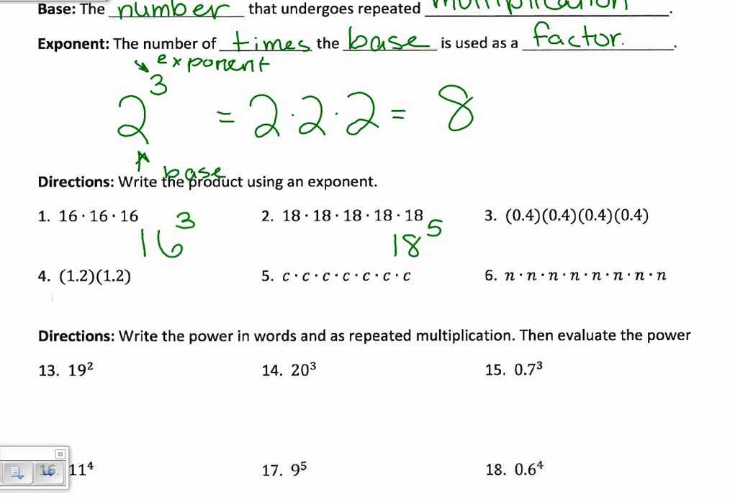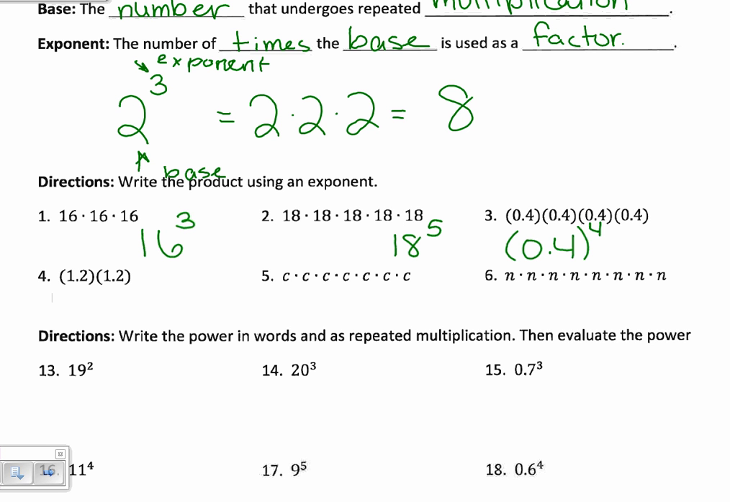It doesn't matter what's multiplied together. Before we had whole numbers, here we have decimals. So what's the number or the thing that's being repeated? It's 0.4 in parentheses. I'm going to take exactly what's being repeated. That is my base. How many times is it repeated? 4. That is my exponent.